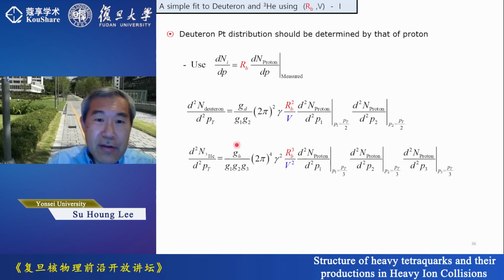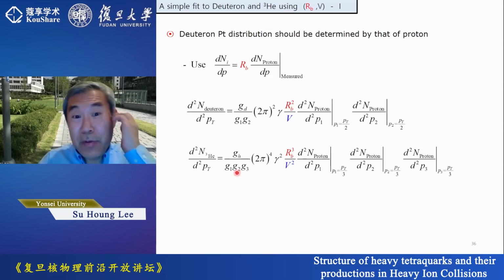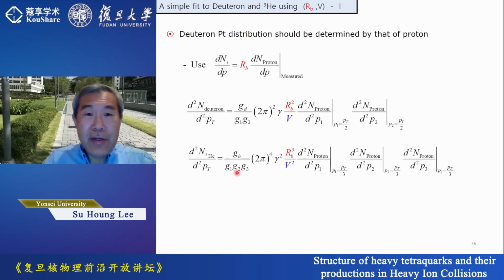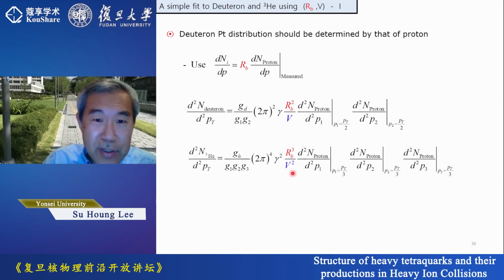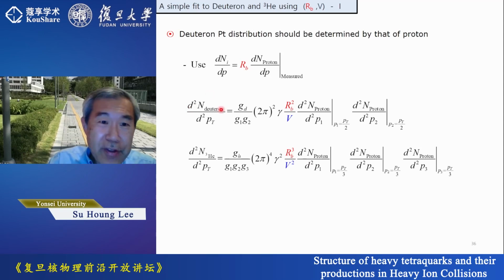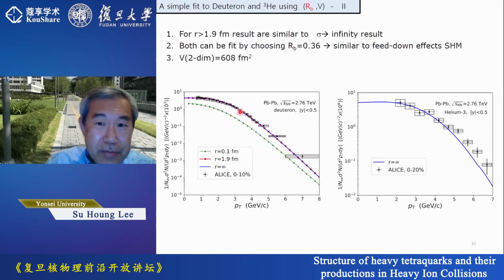This is the statistical factor. And then this volume is the coalescence volume, and therefore we use this coalescence volume. When deuterons and helium-3 are formed, they would probably form at a similar coalescence time and coalescence volume. So you assume the coalescence volumes are the same. Therefore, if we fit the deuteron and helium-3, we can in fact independently fit the RB factor and the volume factor, because they scale differently.